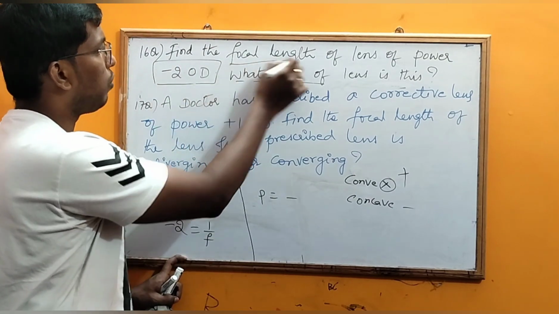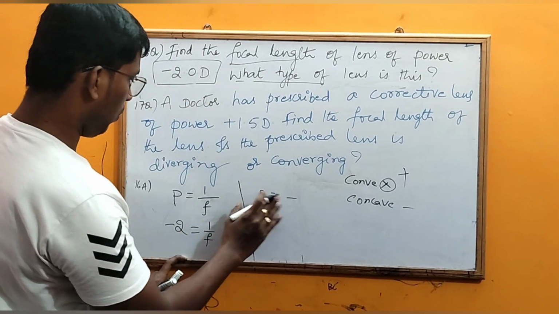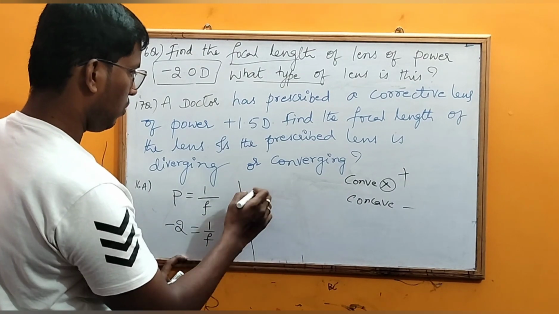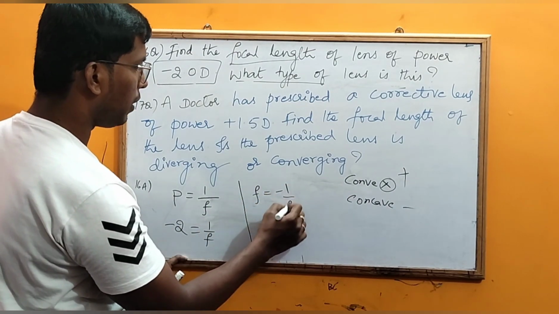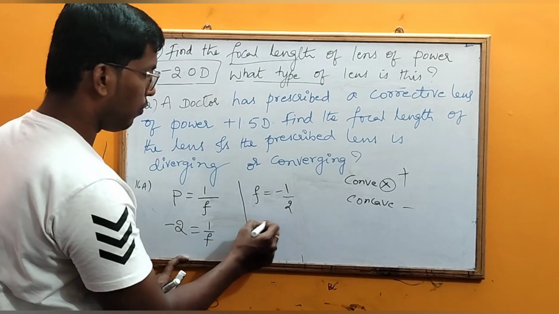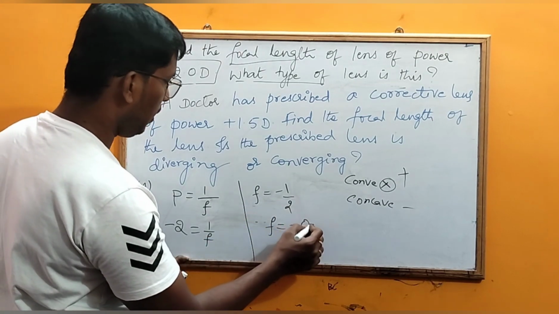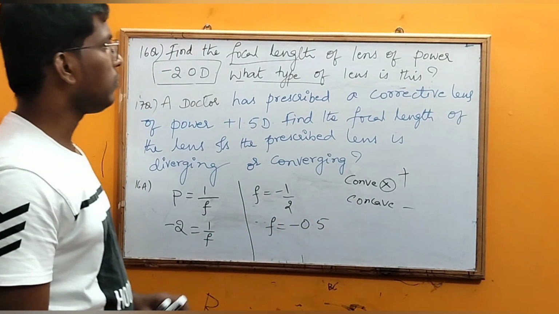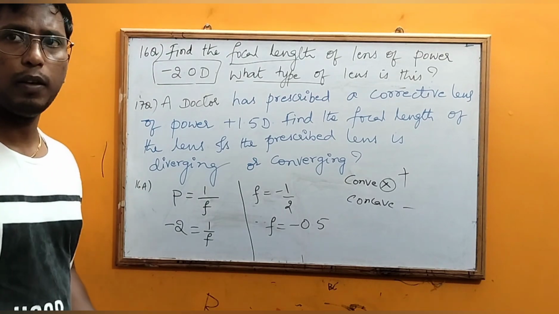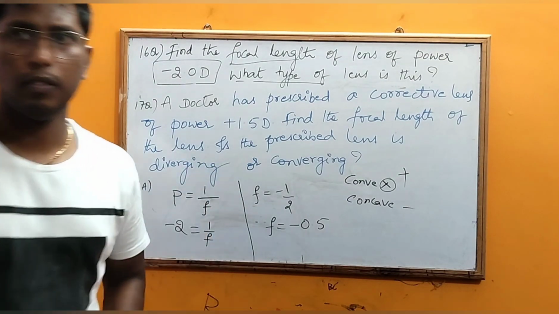But he is asking to find the focal length also. So focal length is equal to -1 divided by 2. 1 by 2 means half. Therefore, F is equal to -0.5. This is the focal length. Now let us see the next question.